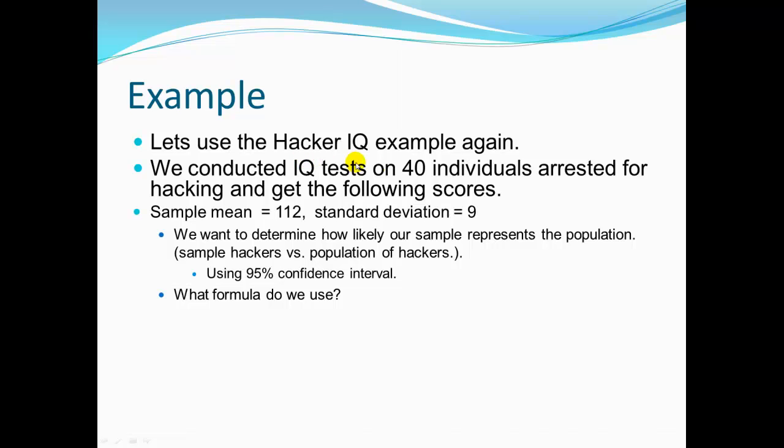So let's say we got the following information. We have 40 hackers that were arrested. We get an IQ of each. The sample mean of this sample is 112 with a standard deviation of 9. We want to determine how likely our sample represents the population. So sample hackers versus population of hackers. And let's say we want to use a 95% confidence interval. Okay, first thing I can ask here, after what we just covered, what formula would we use in this case? Well, because we have a sample of over 30, we would use this formula with our z table value here.